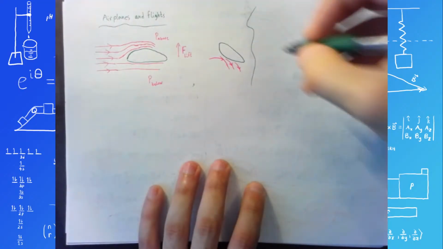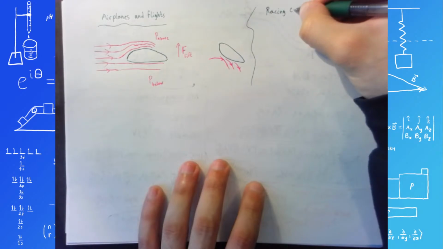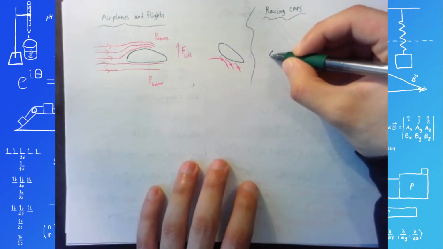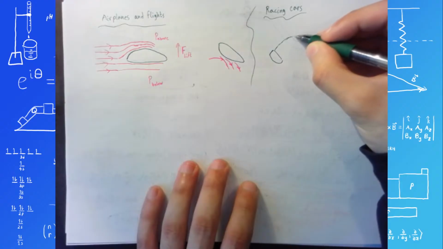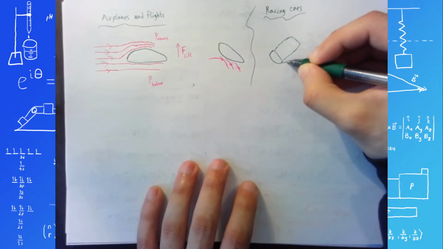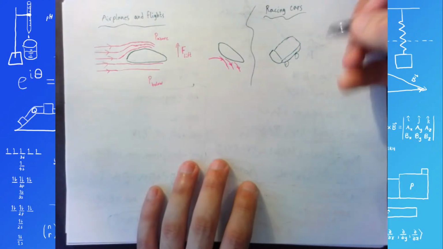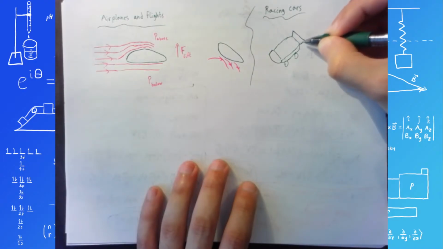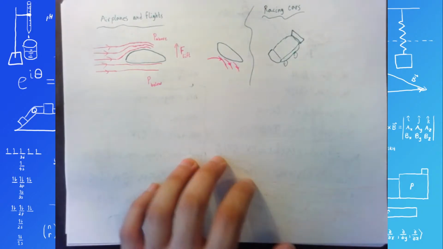So let's take a look at race cars. You've probably seen racing cars have this thing on the back sometimes that's sticking out of them. Here are the wheels. I guess I won't be able to draw the wheels behind, but that's okay. Racing cars tend to have this thing over here in the back, this spoiler over here in the back. And what does this thing do? What does this little piece in the back do?